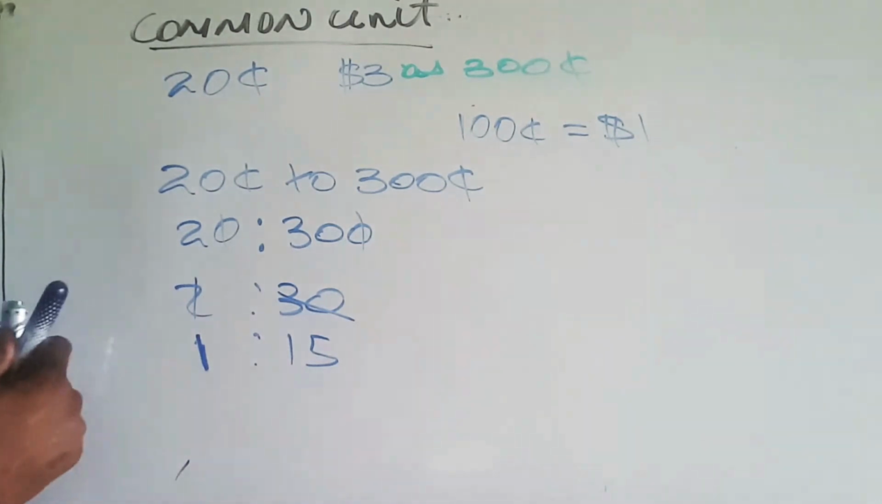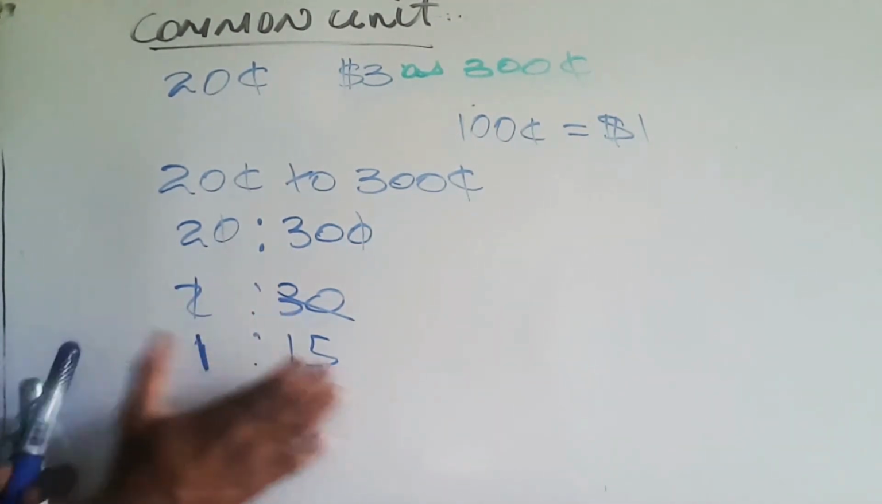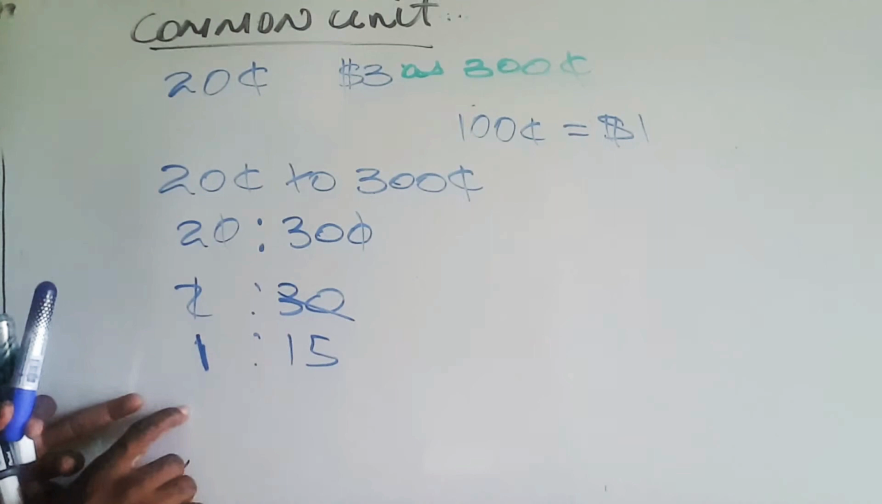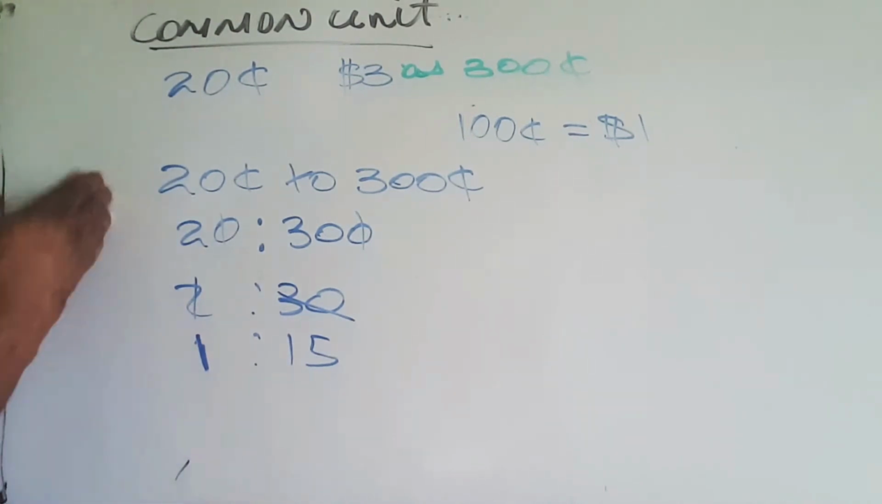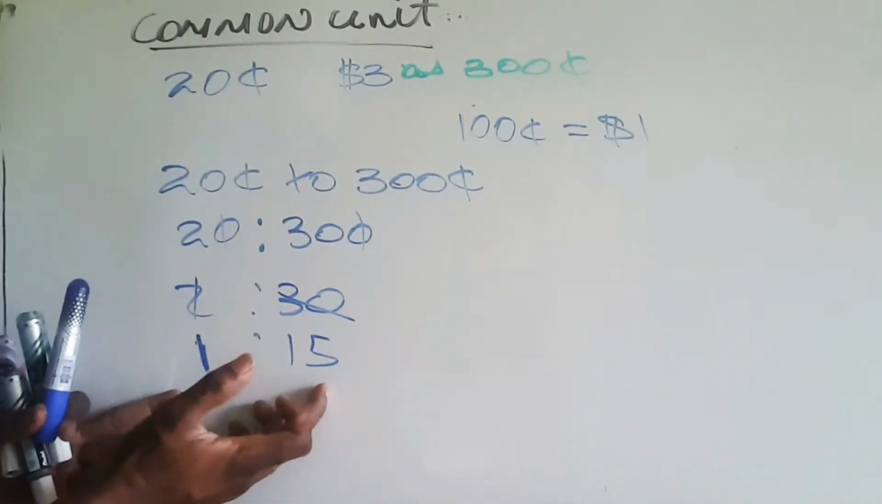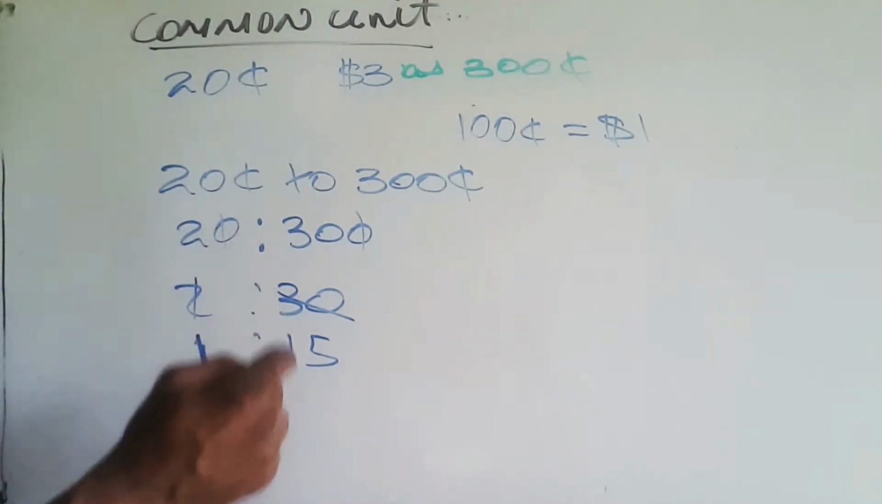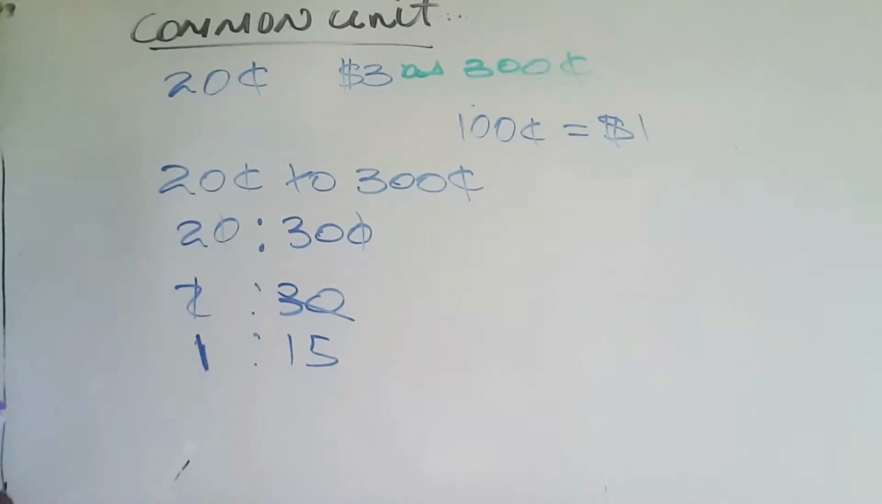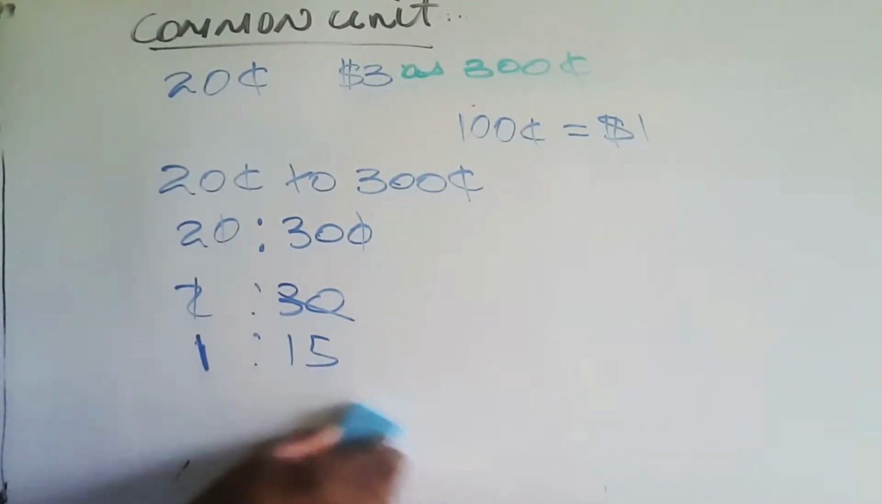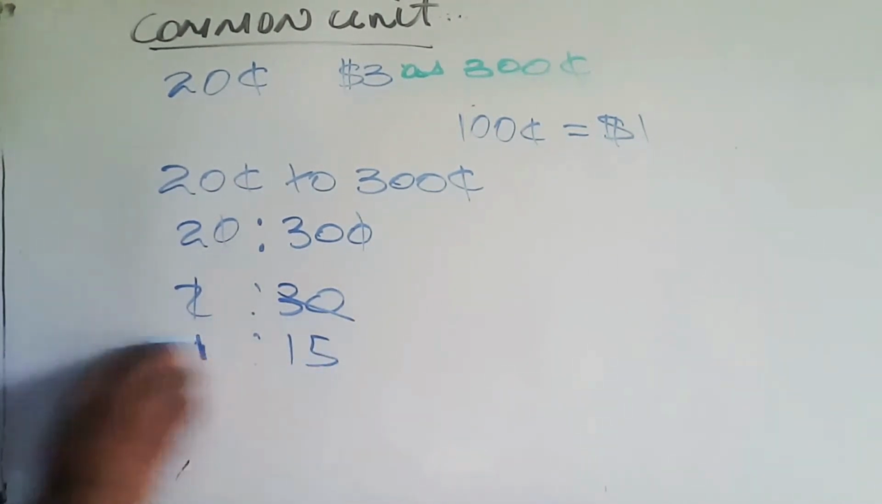So if we were, for example, giving 2 different persons these amounts, we could say the ratio of that person to that person is going to be 1 to 15. We could speak like that because we're using a common unit. Now let's look at another case where we need to use a common unit. Let's check this out.